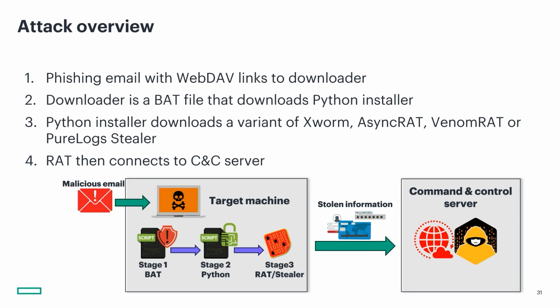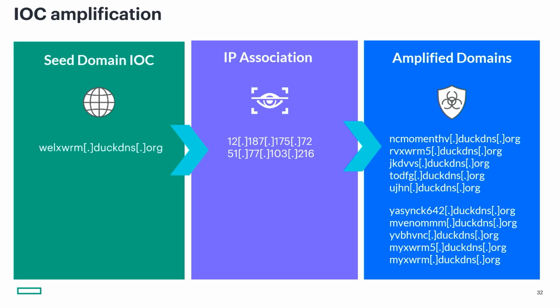By the way, this happened multiple times. That's why you see variants of XWorm, async-rat, venom-rat, because the same malware actually does all of these variants depending on where you see it happen. The bottom line is that final connection to a CNC server, could we have detected that? And this is a real-life example of what happened.